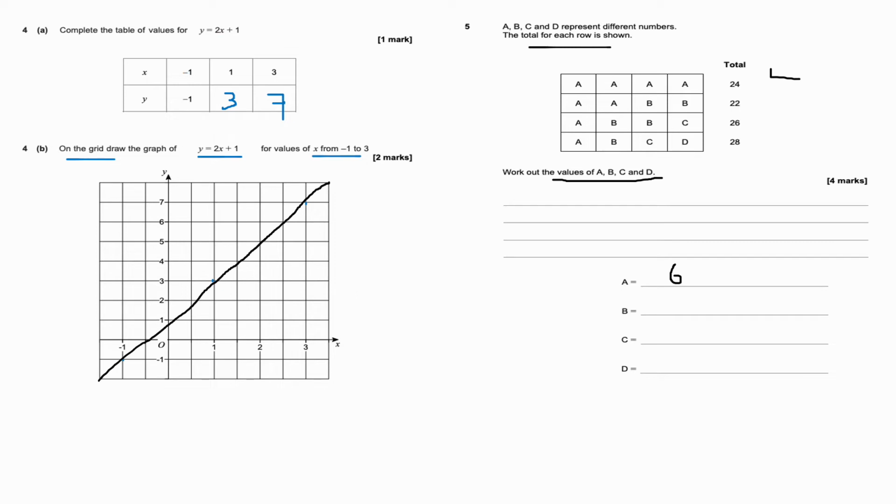Because the first row, if I sum up the A's, I get 4A equals 24. Dividing both sides by 4 gets me A on its own. So A is equal to 6.